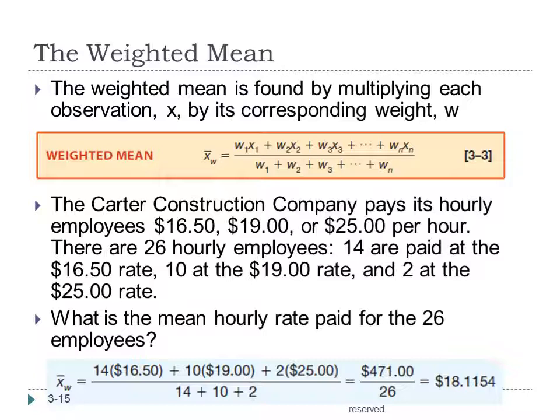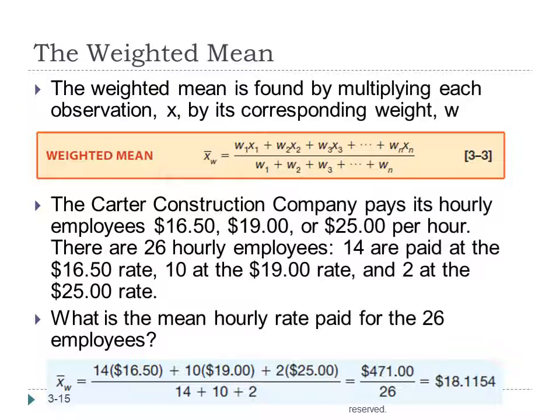And here is an example. The Carter Construction Company pays its hourly employees. There are 3 different wages. The first is $16.50. The second one is $19. The third rate is $25. These are the data values we are trying to calculate the weighted mean for. The weights are the number of employees that are paid each rate.